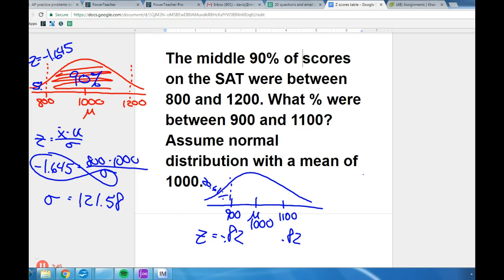And then I could do the same thing with z-score of positive 0.82. So then all of that is 79.39. So what do I do to find what's in the middle? Subtract them. I don't know what that is. 58.78.